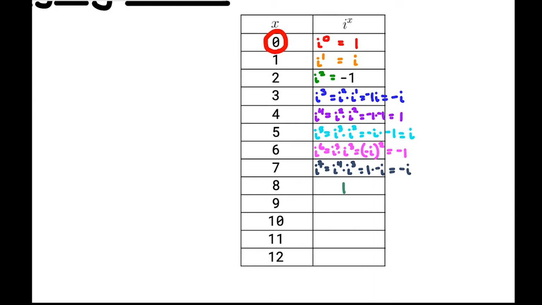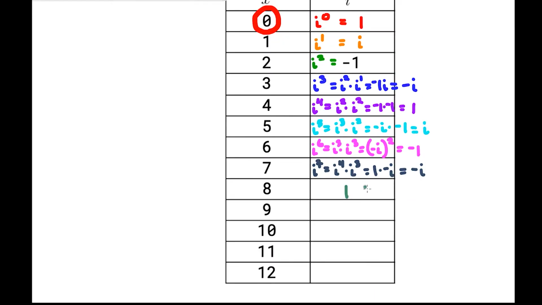But it's good to have a home base when you're thinking about these problems. And i to the fourth, in my opinion, is easiest because it's just equal to 1. You don't have to worry about the negatives, with the -1 or negative i. You don't have to worry about i. You can just worry about that whole number. Just think every 4, it repeats to 1. That's the key to understanding all of this.